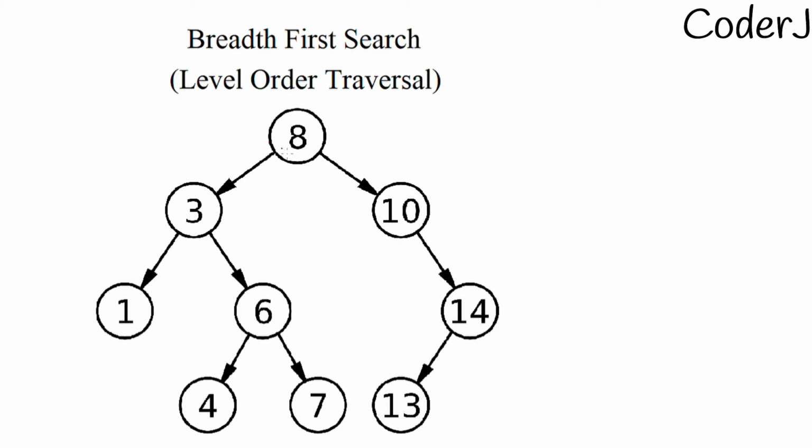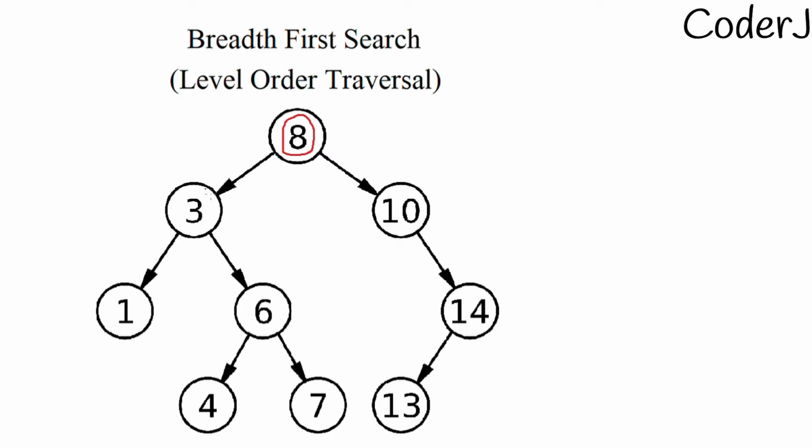I'll show you how. First you print 8. First you print the first level. This is the first level, this is the second level, this is the third, and this is the fourth. So it will print sequentially on the basis of the level. First it prints 8.